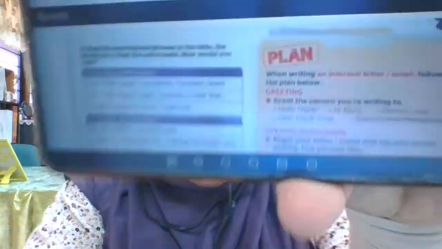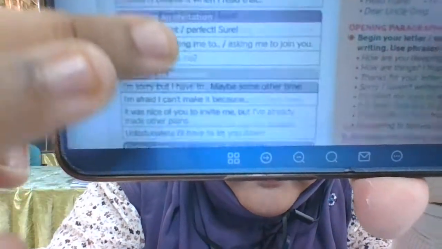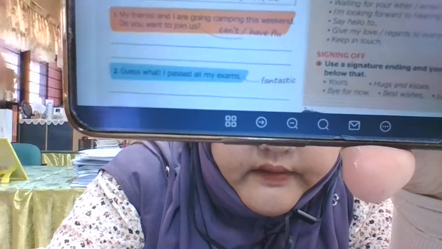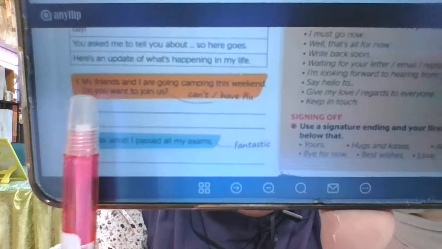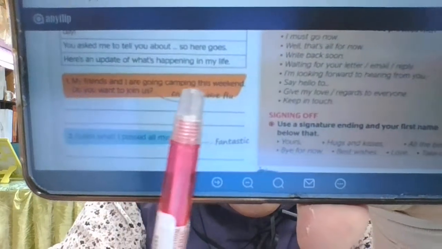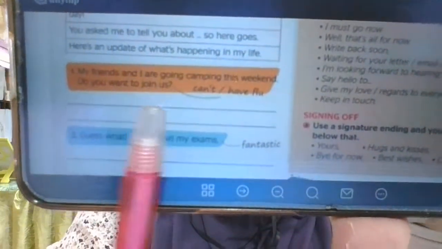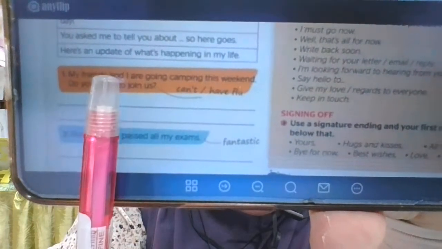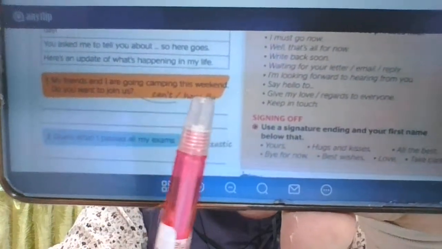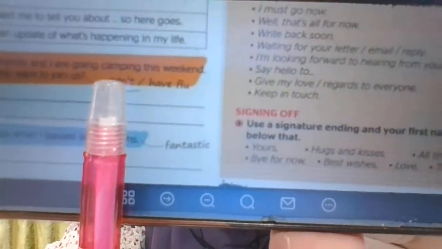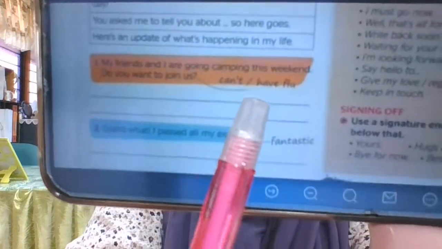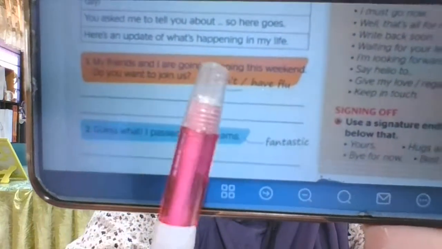What does it mean? Let me show you. This one. Okay, situation 1. This is situation 1, situasi pertama. Okay. And then you reply this situation. This is the one that you can use. Cannot, tak boleh, can't. Okay. Have fun. Have flu. Okay. Ada selesema, sedang ada selesema. So this is your reply to this situation.